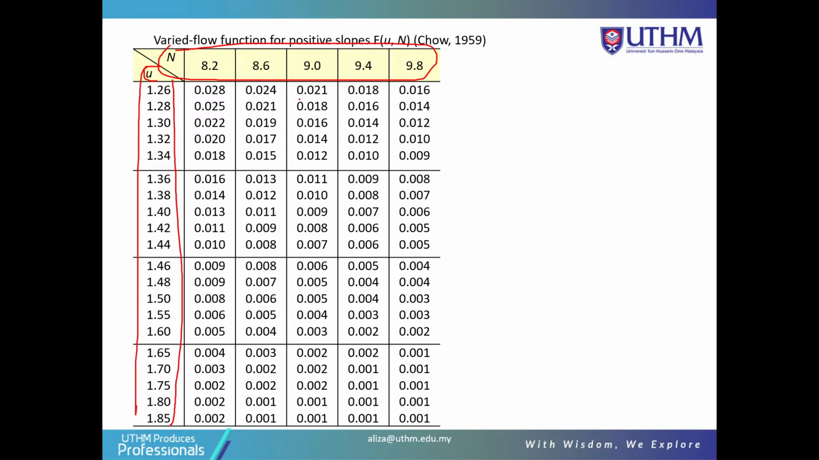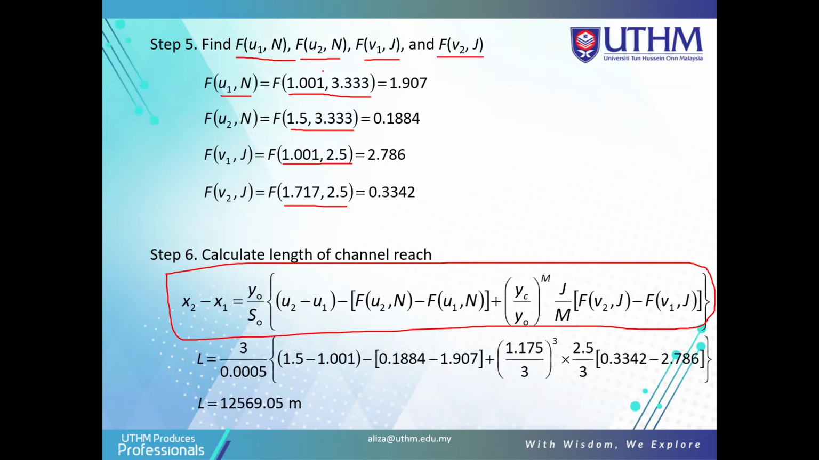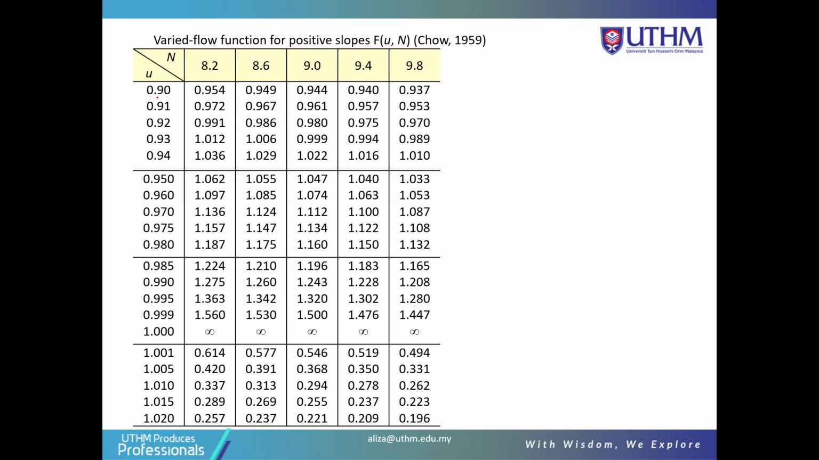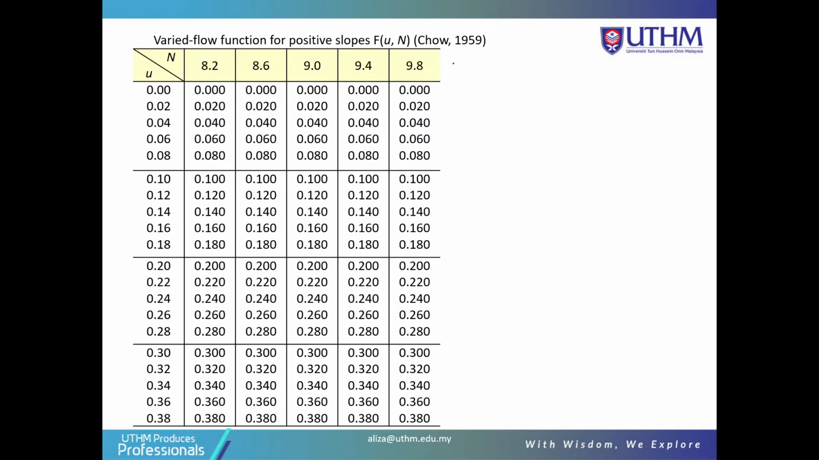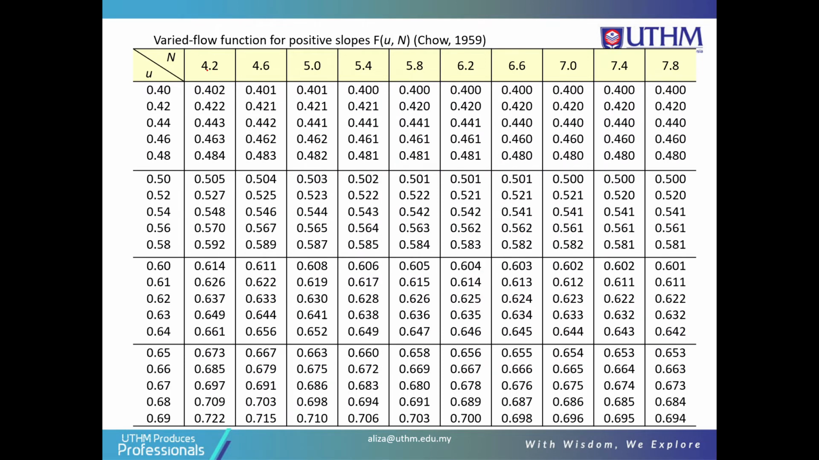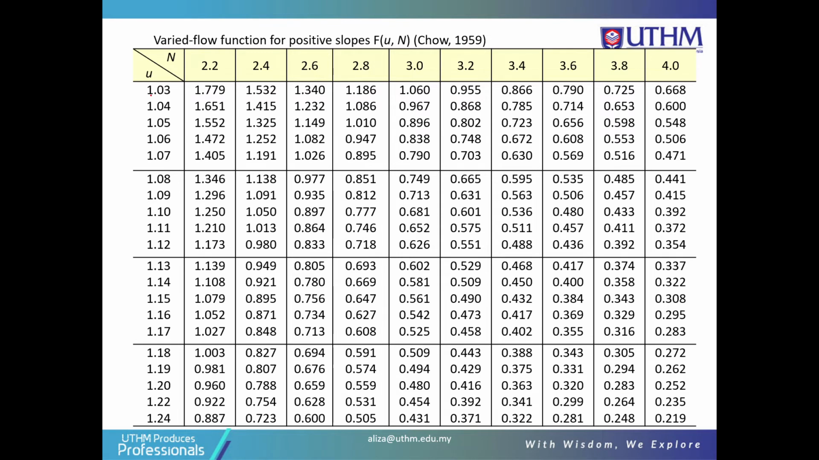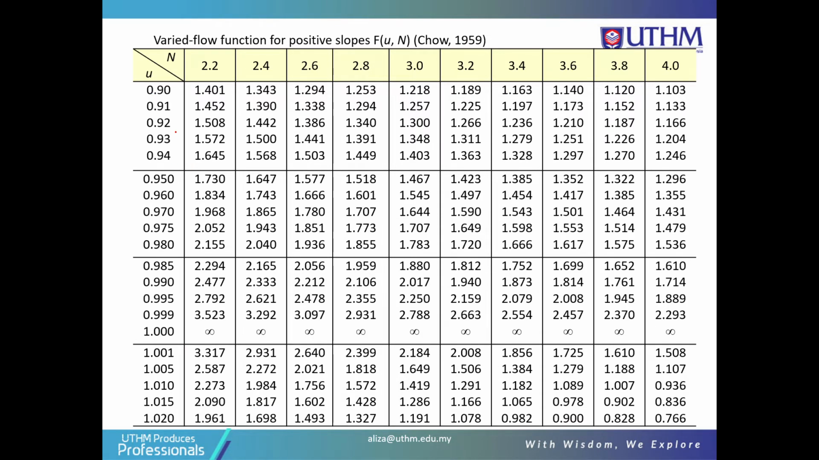So first, you look at U 1.001, and 3.333 for N. So you have U 1.001 and N 3.33, and you must find the value. You just look at the U here, you must find 1.001, and for N, you must find 3.333.